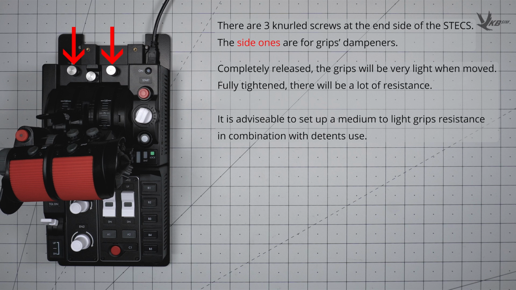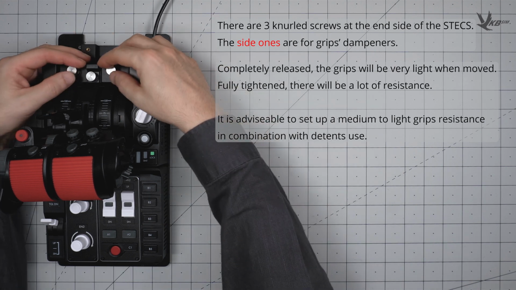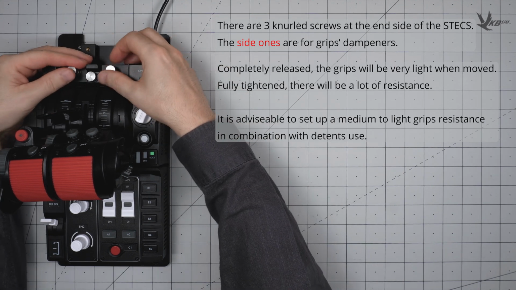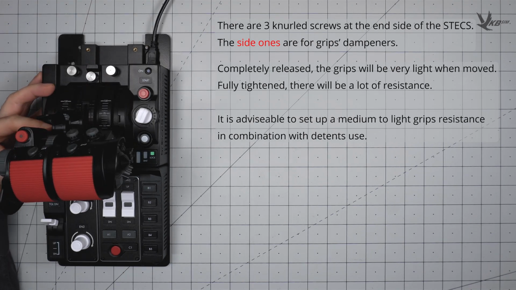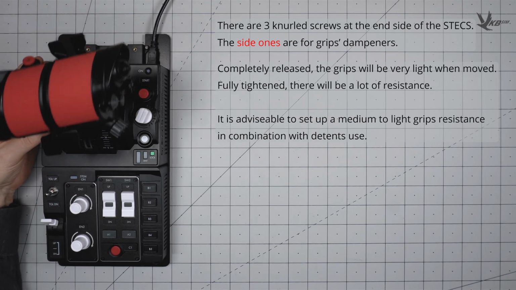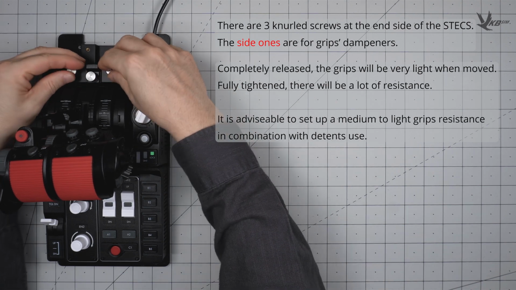The STECS has 3 knurled thumbscrews at the top of the base. The side ones are for tuning the dampener for each grip, while the middle one is for frame swapping, like with the high-quality dampeners on the GNX and Gunfighter joystick. The feel of the STECS with fully released dampeners is very light, but the feel of the STECS with fully engaged dampeners has lots of resistance.